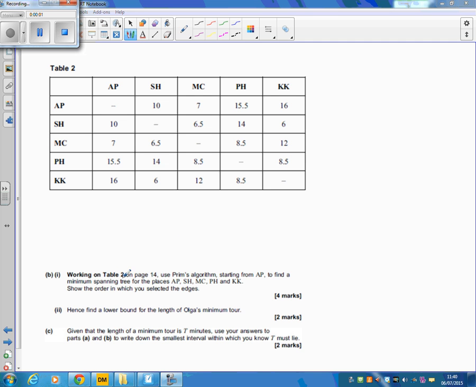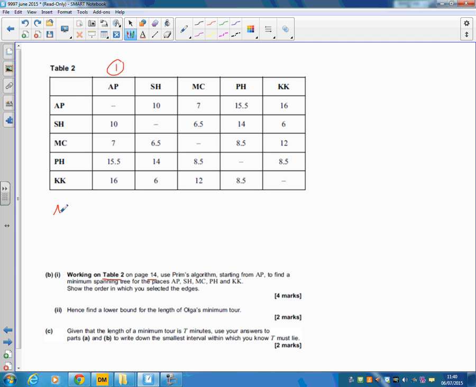We're now working on table 2 on page 14, so make sure you're about to work on the correct table. We're using Prim's from AP. Prim's is a little similar to the nearest neighbour, apart from you can go from any vertex you've already been to. So it makes a minimum spanning tree. You don't have to go from the previous vertex, you can go from any you've been to.